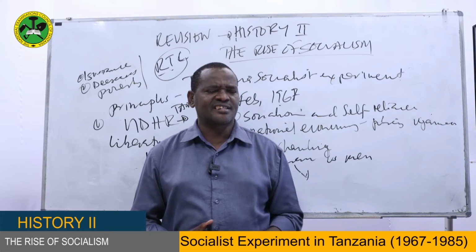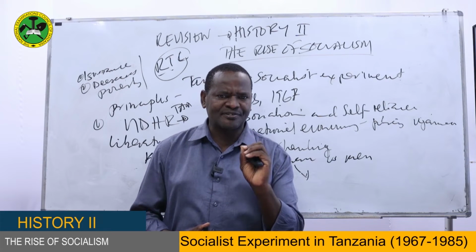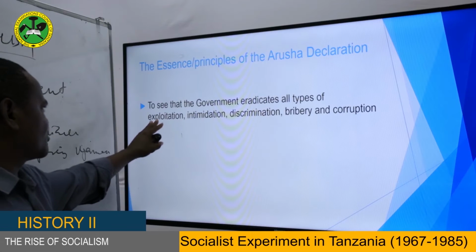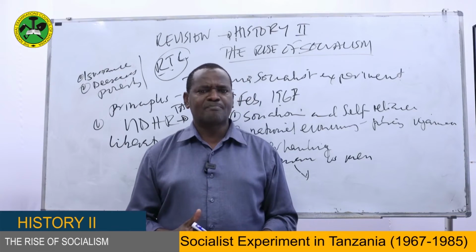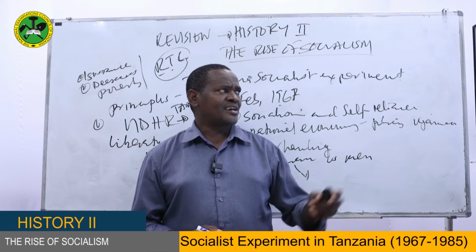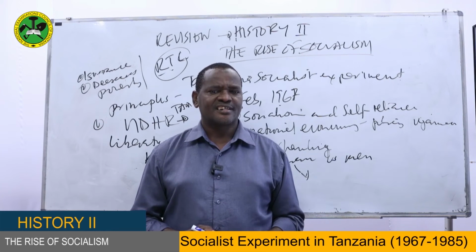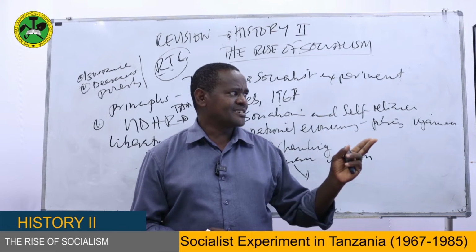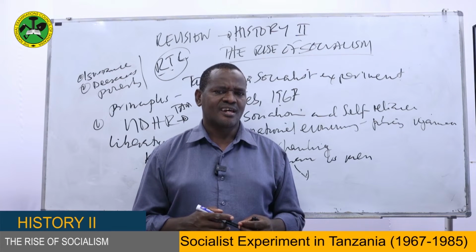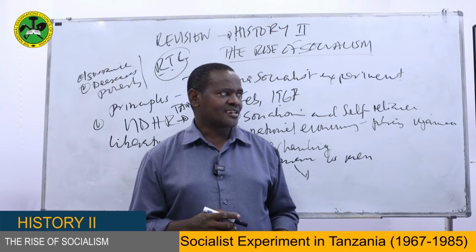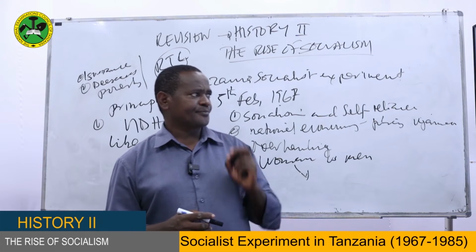So the Arusha Declaration in Tanzania was introduced purposely in order to eliminate exploitation. Exploitation of man by man. Among the principles of TANU, during the Arusha Declaration, is that there should be no exploitation of man by man. Also intimidation, discrimination, bribery, and corruption. All these things were to be eliminated under the Arusha Declaration.